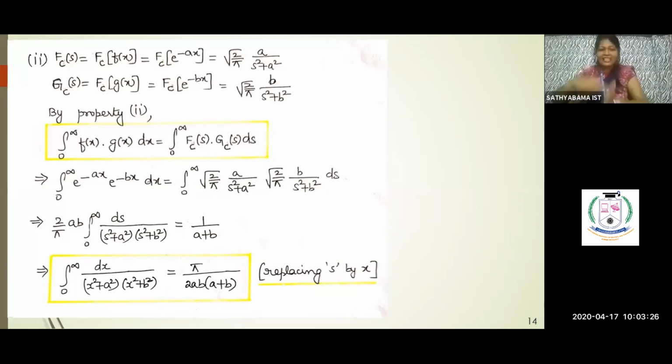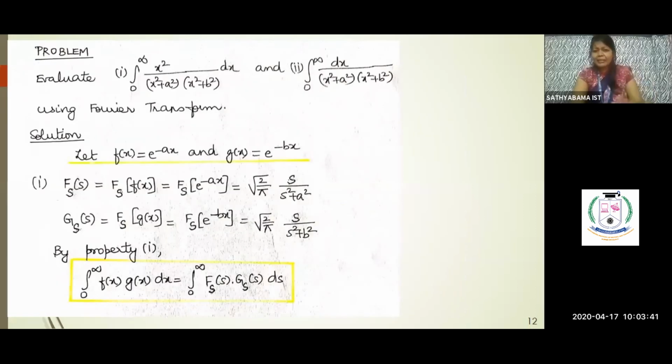So what is that equal to? Bring all the terms to the other side: pi by 2ab into a plus b. All right, this is again a very famous problem, a very famous property. So remember the property. And as I told you earlier, in the question, nothing is given about the function. You're simply asked to evaluate these two integrals.